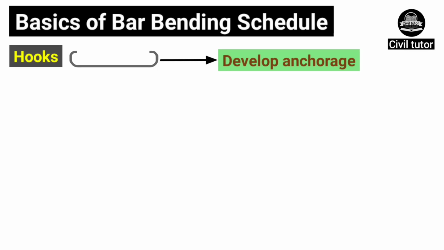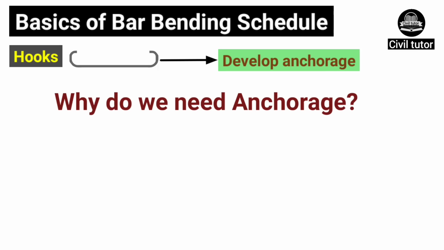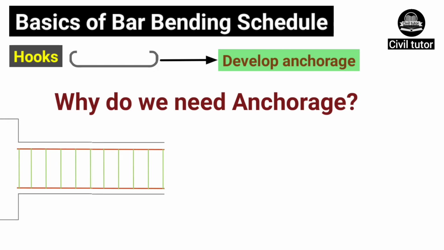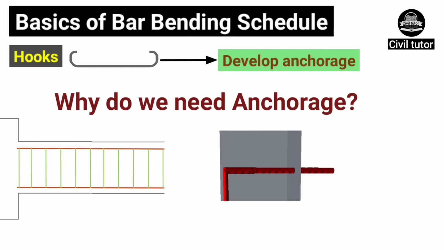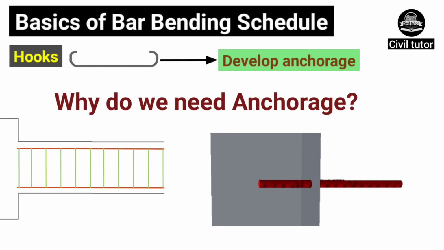Now the question arises, why is there a requirement for anchorage? The tension reinforcement should not be slipped from its position, otherwise the purpose of providing the reinforcement will not be served. So to develop the sufficient bond strength between steel and concrete, development length requirements must be satisfied. Now there may be cases where there is unavailability of required length to meet the requirements of development length. In those cases, anchorages may be provided in the form of hooks.